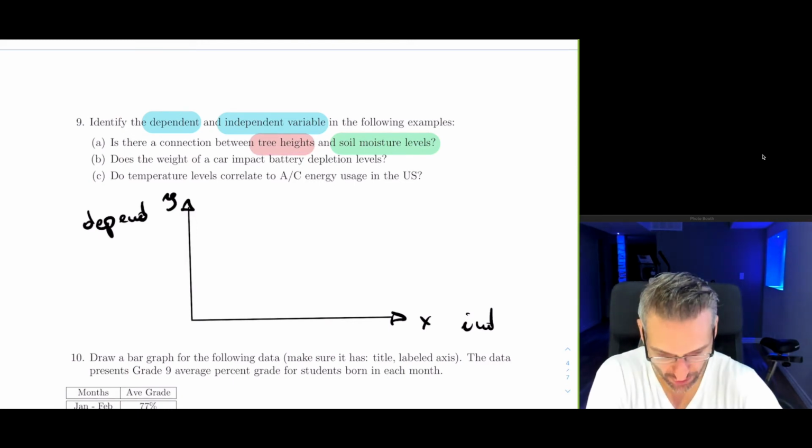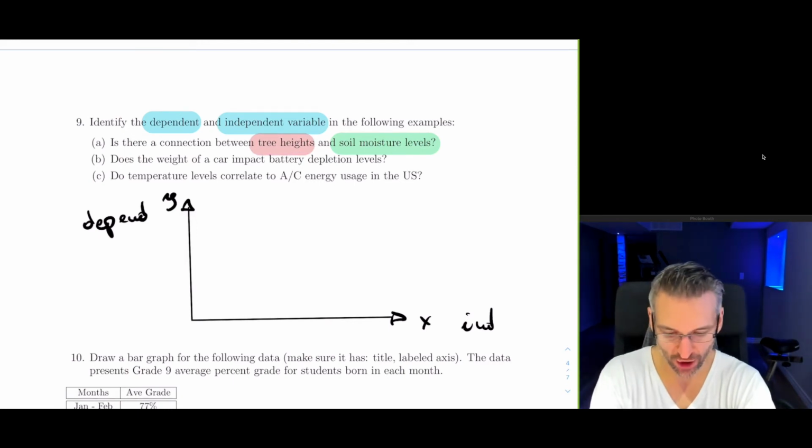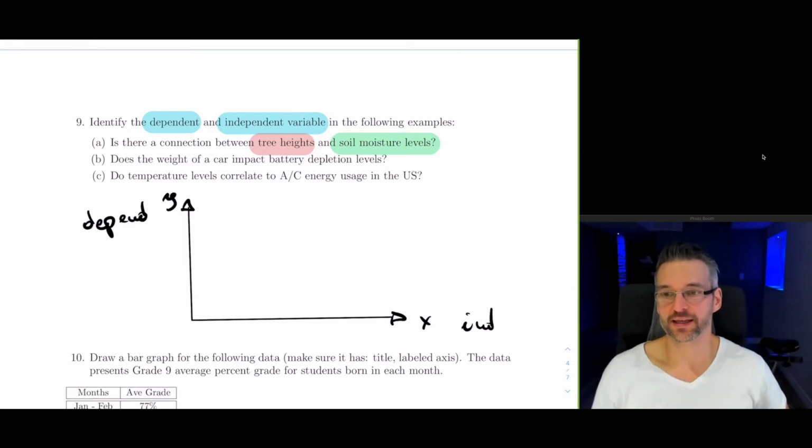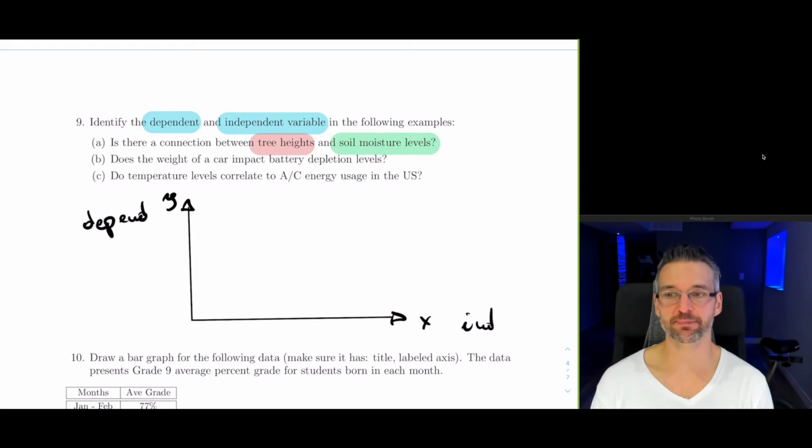Now for your second one, we have, does the weight of a car impact battery depletion levels? Let's say maybe because of energy storage, for example. So here I would say that the independent variable is weight, and then the dependent variable would be the energy storage, battery depletion levels. So that's what I would say there. For part C, do temperature levels correlate to AC energy usage in the US?